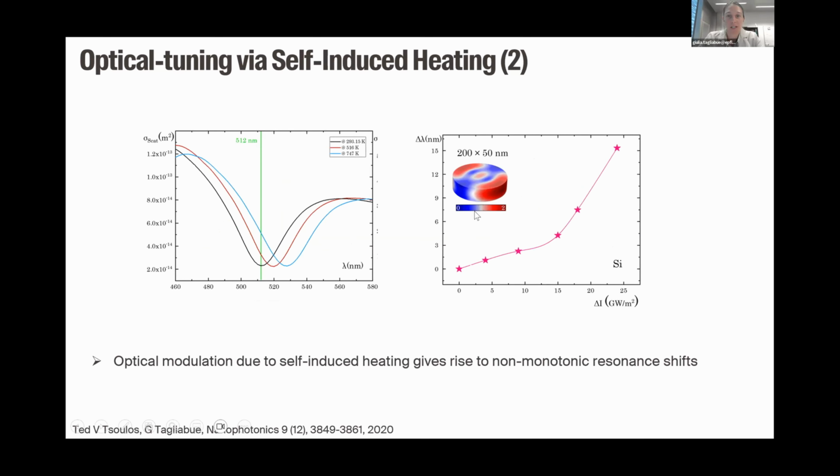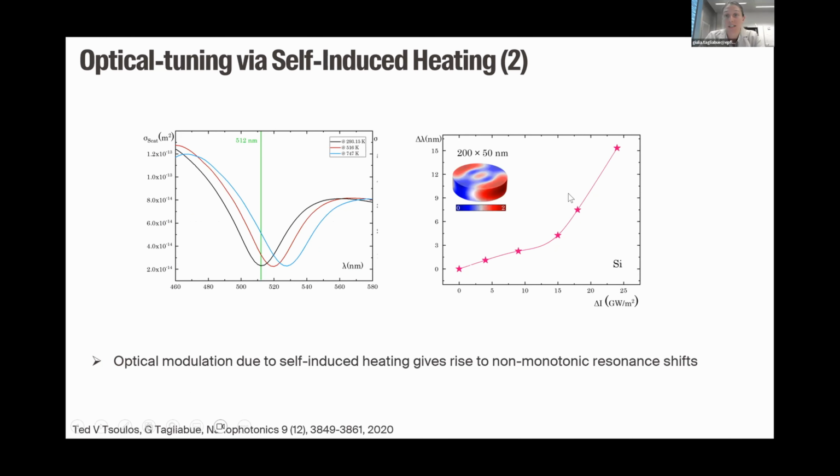So for example, here we looked at some silicon nanodiscs that have this anapole mode, which has a dip in the scattering and the peak in the absorption cross-section. And we computed how the resonance would shift as a function of the intensity of the laser. And what you see here is that if we increase the intensity of irradiation, the shift in the resonance mode is totally nonlinear, and we will have an initial slower shift and then a faster shift with intensity due to this nonlinear change of the refractive index with temperature.